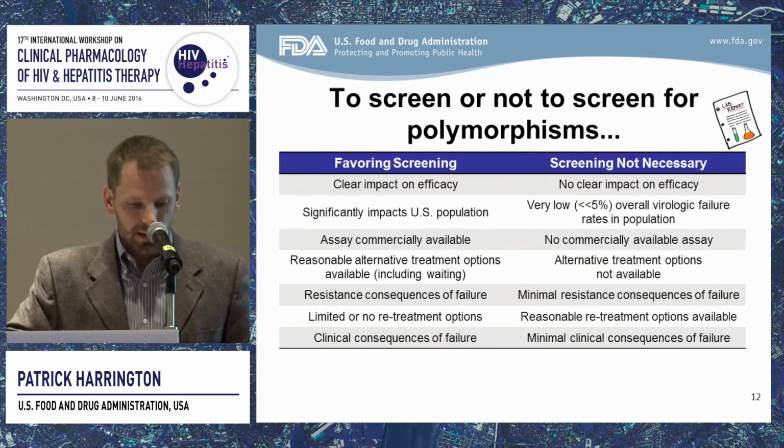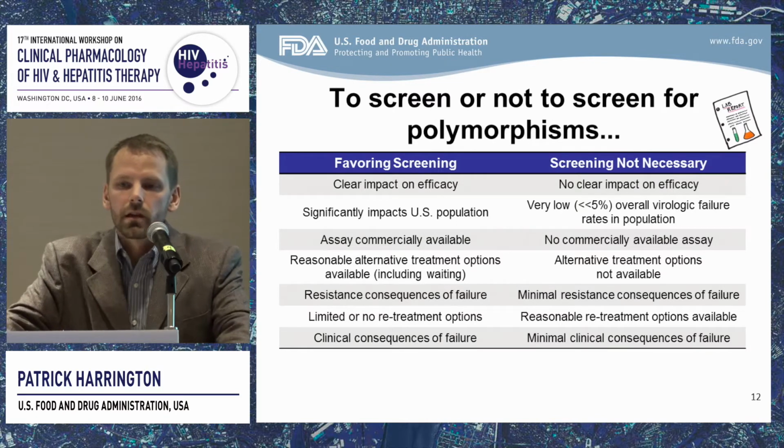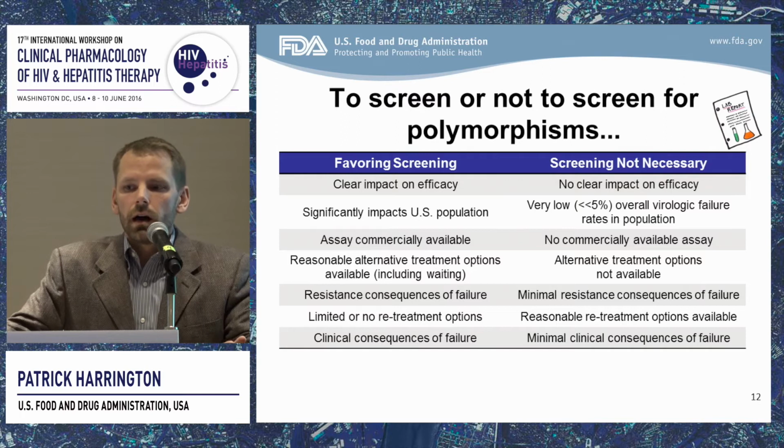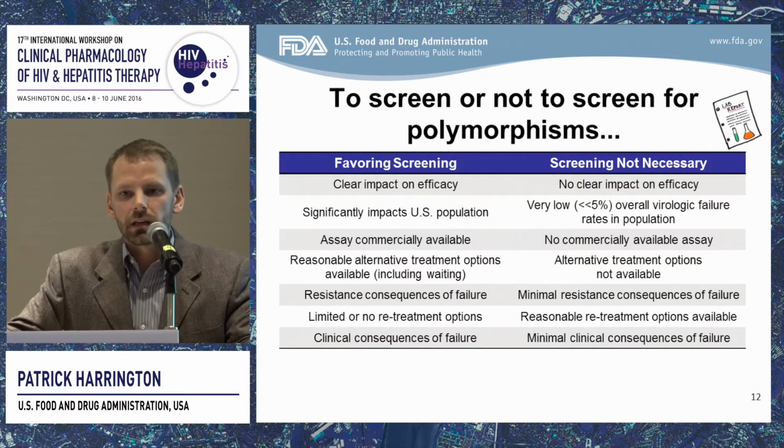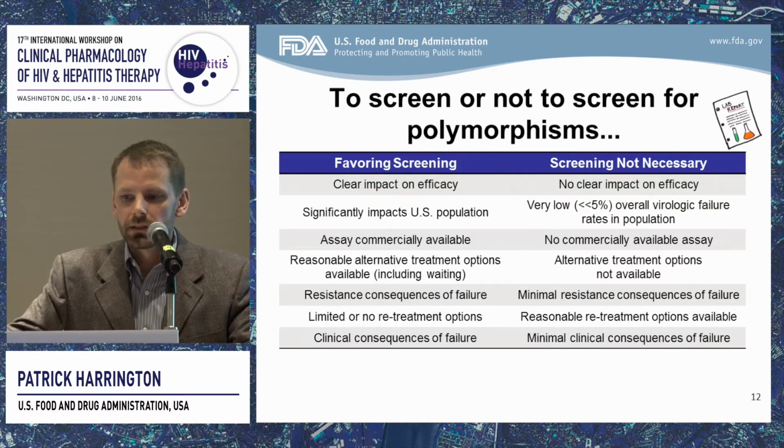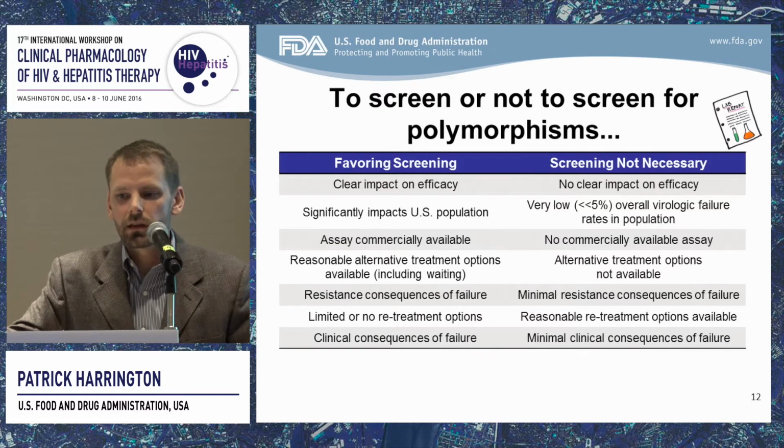So one of the things we've had to think about as a regulatory agency is whether or not clinical screening should be conducted to guide the optimal use of a particular regimen. And here what I tried to do is summarize the factors that we think are most important to determine whether or not baseline screening for the presence of resistance polymorphisms is justified for certain situations.